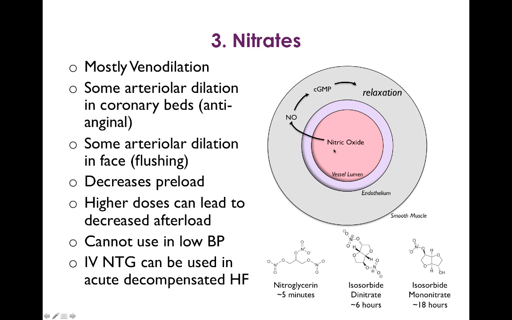So recall nitric oxide physiology. Nitric oxide is generally endogenously synthesized in the endothelial layer after stimulation by vasodilators. That nitric oxide then travels to the smooth muscle. It's freely diffusible, stimulates cyclic GMP, leading to smooth muscle relaxation.